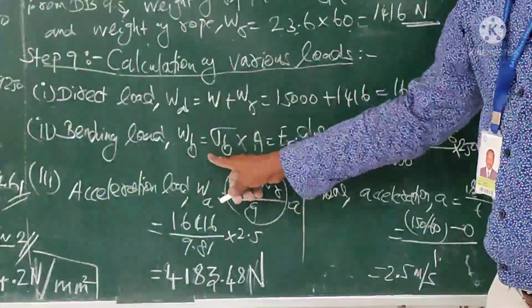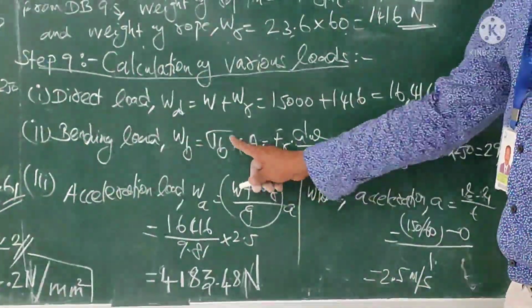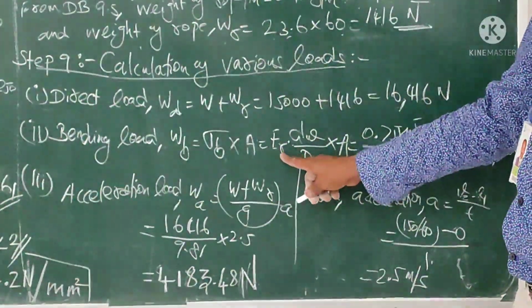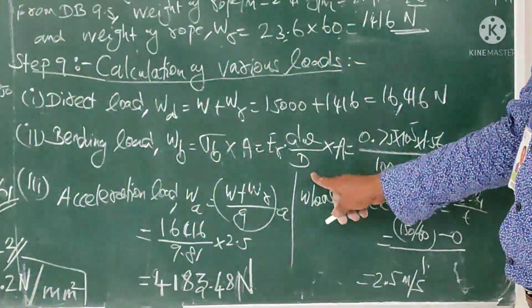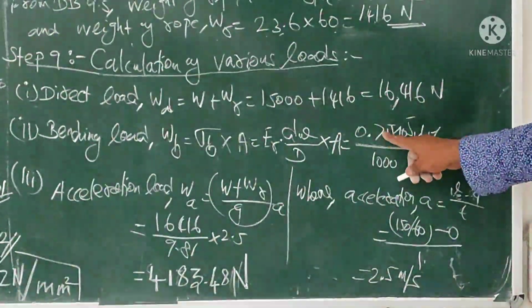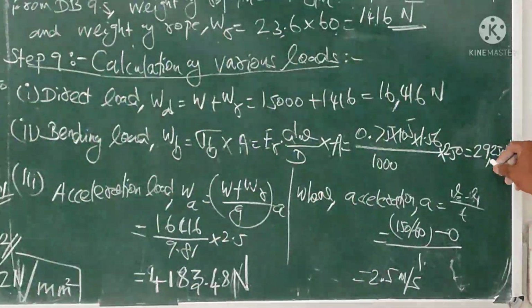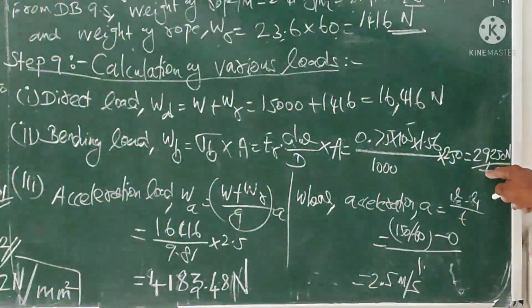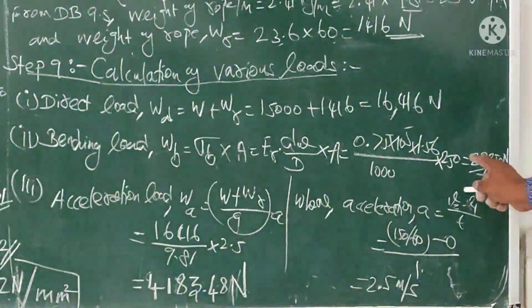Bending load WB equal to sigma B into A, where bending stress is written as sigma R into dW by D, multiplied by A. So, substitute these values, we get the load as 29,250 Newton.